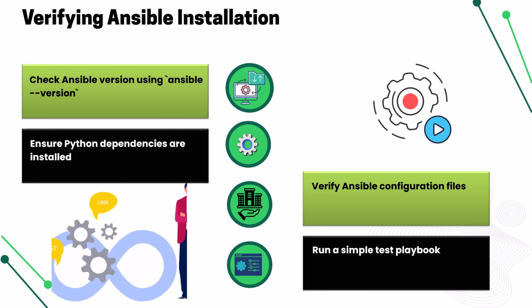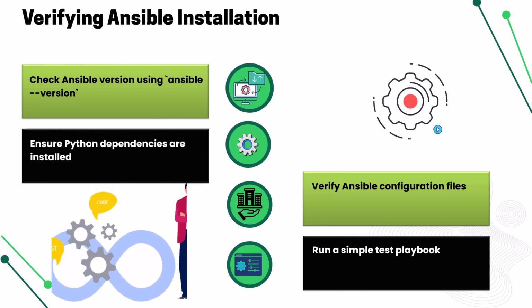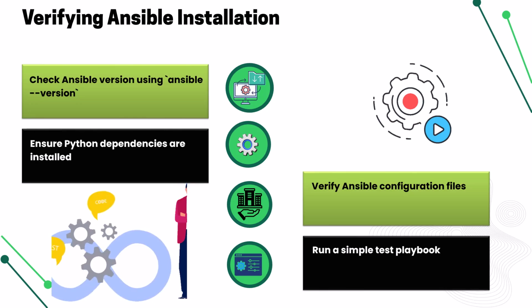First things first, let's make sure Ansible is actually installed. No one wants to spend hours troubleshooting only to realize they never installed it in the first place. We check the version, ensure Python dependencies are in order, and peek into configuration files. Finally, let's run a small playbook, because theory is great, but nothing beats a real test.